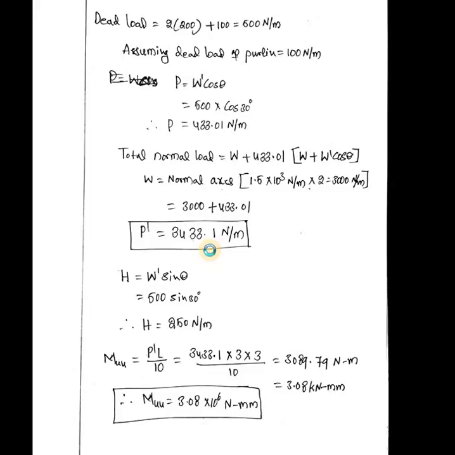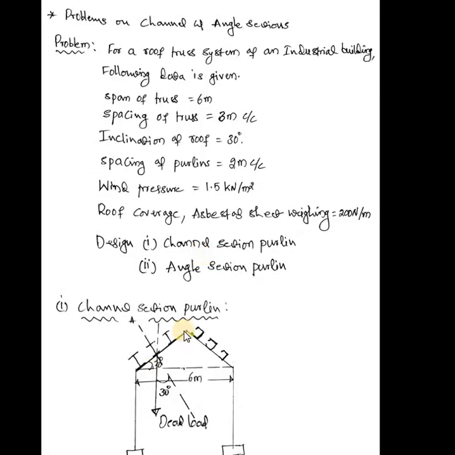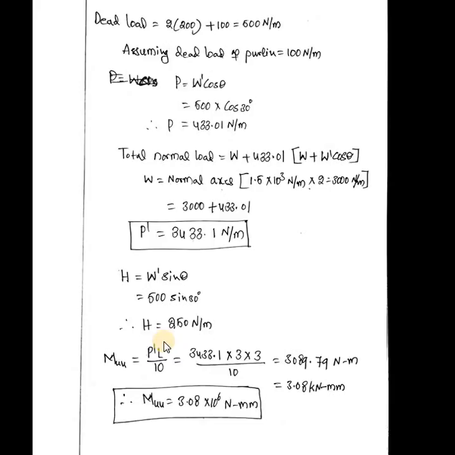Similarly, along the UU axis also, because of this inclination there is a value. That value we can consider H is equal to W dash sin theta. W dash is 500, sin theta is sin 30, therefore H is equal to 250 Newton per meter. So this is about load calculation.